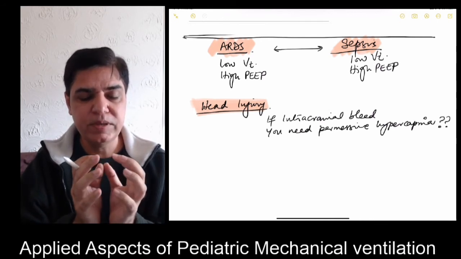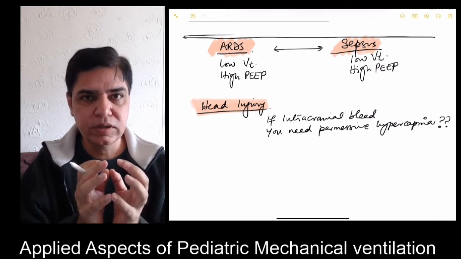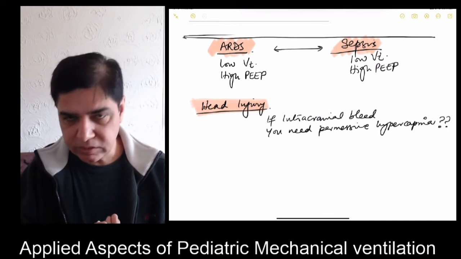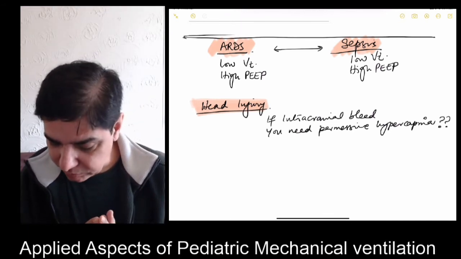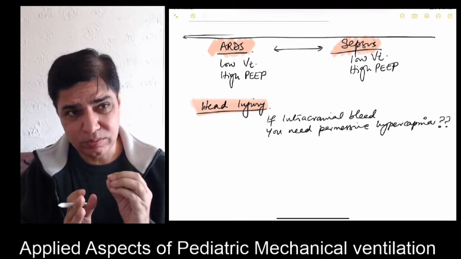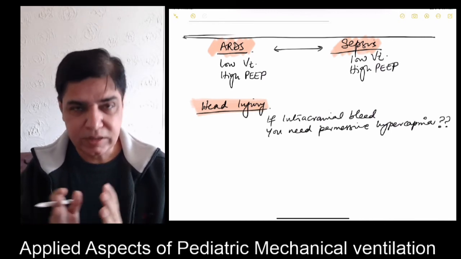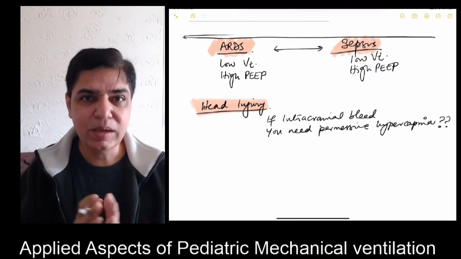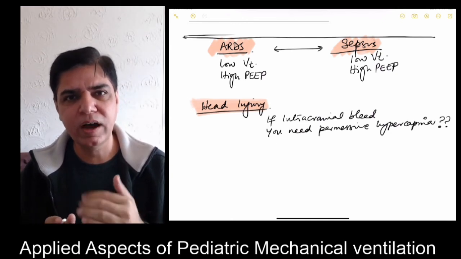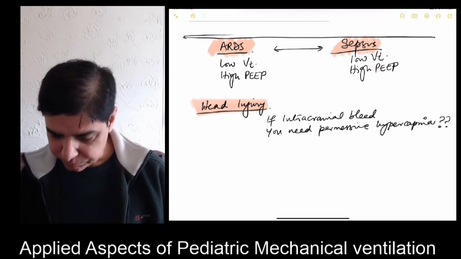High PEEP means the alveoli are kept distended by the high pressures, and then you give low tidal volumes so that there is exchange of gases, and the oxygen and carbon dioxide levels improve. Remember, 4 to 6 mL per kg ideal body weight is what we call a low tidal volume, and for high PEEP you can keep it anywhere between 5 to 10, but usually you would be going around 8, 10, sometimes even 12 centimeters of water.